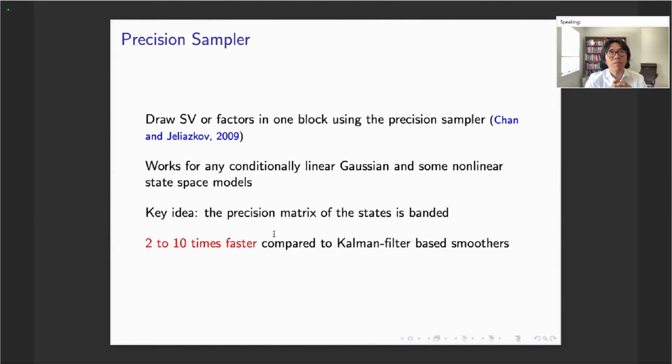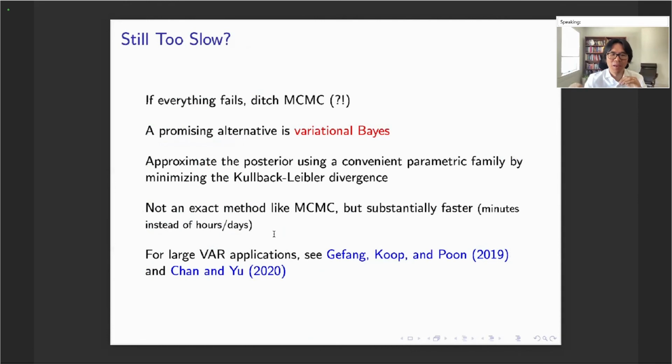Now if I have a 100-variable VAR with Cholesky SV, and you do all of the things that I said, the estimation time, depending on your computer, on a standard desktop, you might need an hour or two to estimate the model. But if you go a bit larger, it might still be too slow, right? So if everything fails, maybe one option is to use an alternative to MCMC.